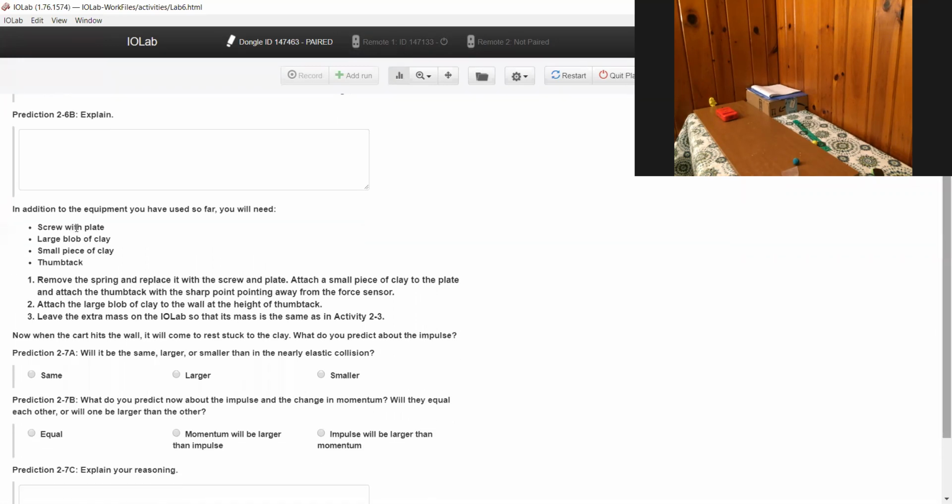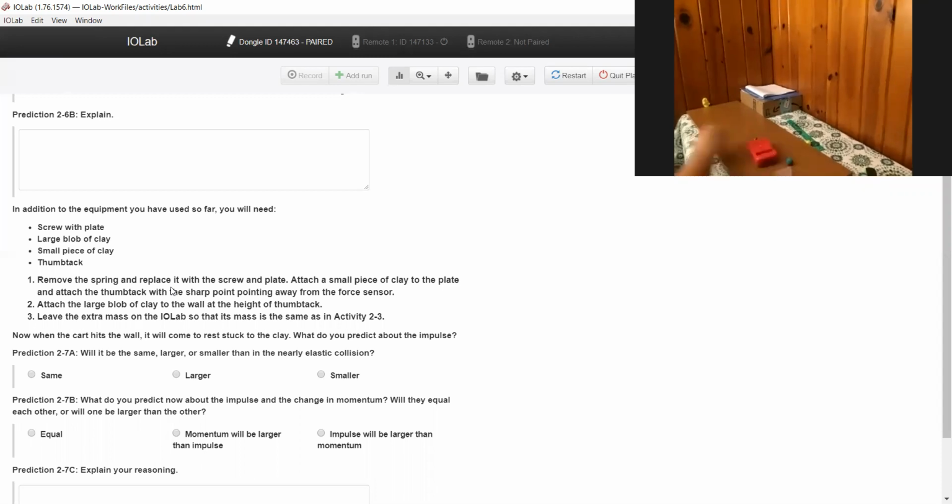Okay, the materials are the screw plate, a large block of clay, a small piece of clay, and a thumbtack. After removing the string, I used this screw plate, put some clay on it, and a thumbtack. You can use a regular thumbtack and stick it in the clay so that it is stuck here. Luckily I had one with a hook, but if you don't have the hook, the clay will still hold it.